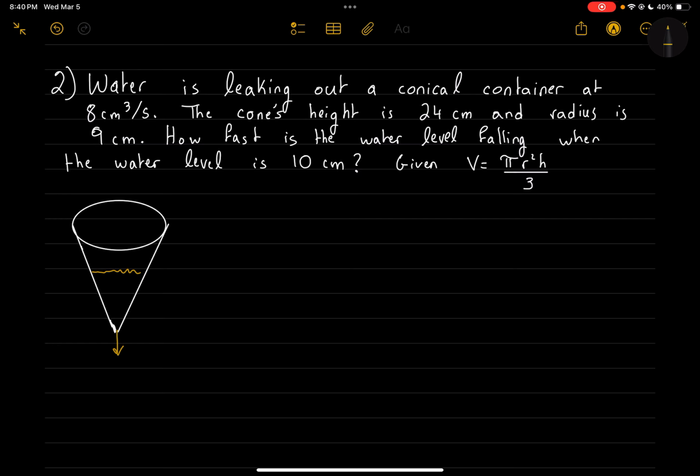So the first thing that you have to understand is that the total cone's height is 24 centimeters. So you have to write all of your given information over here. So h equals 24 centimeters. We have that the radius is 9 centimeters.